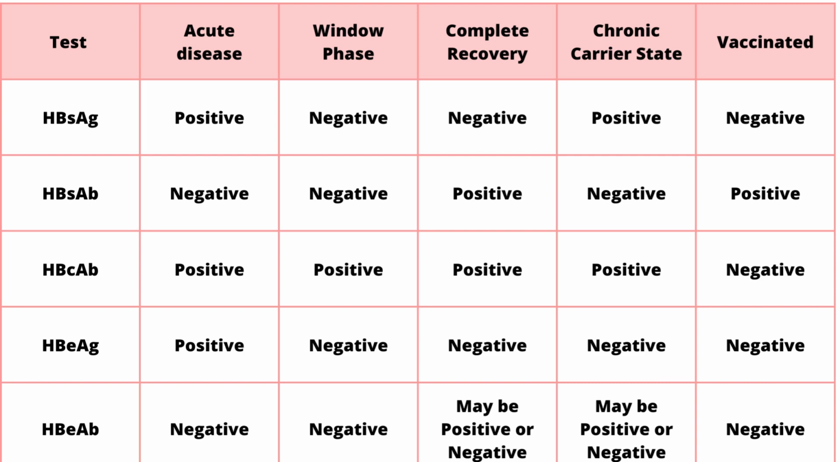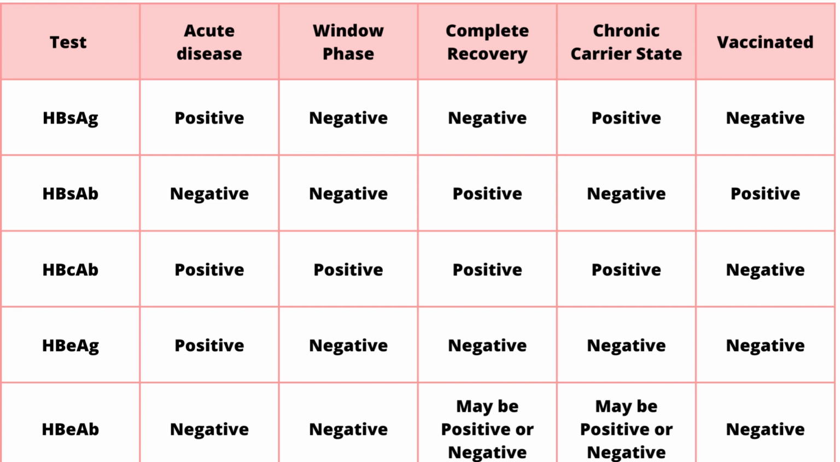Here again there is a tabulated form of the results of hepatitis B viral infection. In case of acute disease, hepatitis surface antigen would be present, envelope antigen would be present, the two important antigens of hepatitis virus, but the core antigen would not be detected in the blood. Its antibody would be present in case of acute infection. In the window period, the only detectable marker is antibody to core antigen.